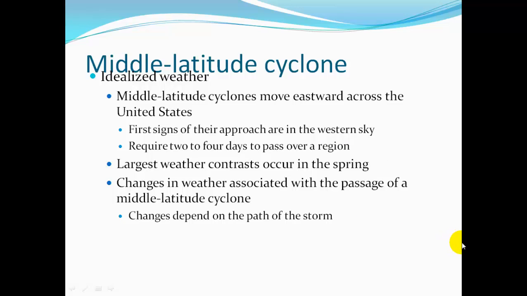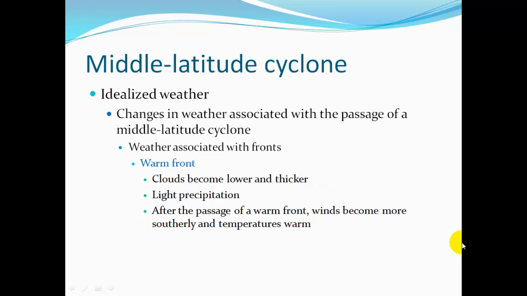So these mid-latitude cyclones move eastward across the United States. The first sign of approach is in the western sky. It requires 2 to 4 days to pass over a region. The largest weather contrasts occur in the spring. Changes in weather are associated with the passage of a mid-latitude cyclone. The change depends on the path of the storm.